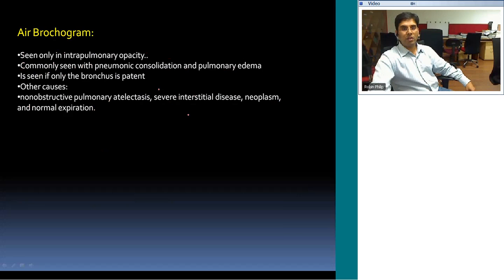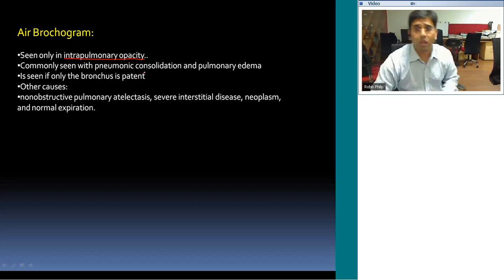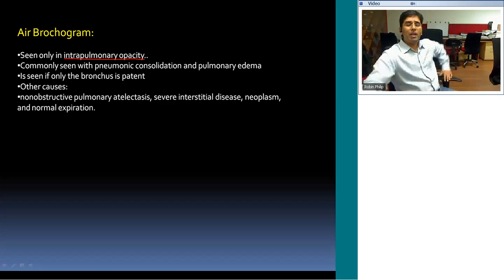So another important sign is this air bronchogram. You would have often heard this air bronchogram. This is exclusively seen with intrapulmonary pathology, and this is commonly seen with either pneumonic consolidation or pulmonary edema, and this would be seen only if the bronchus is patent. If the proximal bronchus is patent, you would see this air bronchogram because the air column is patent. Hence, you would see it. Otherwise, if it is occluded totally, you may not see the air bronchogram at all.